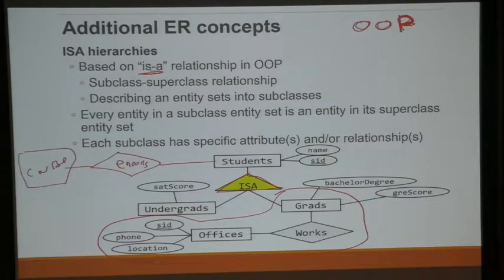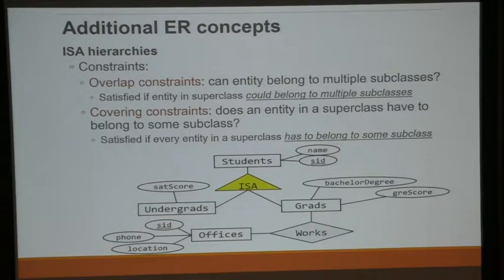And we have two constraints here. There is a generalization of the superclass-subclass. There's this thing called overlap. If you satisfy the overlap constraint, that means a particular instance here, a student here, can be both an undergrad and a graduate student. Okay? If it satisfies the overlap constraint. Okay, that is probably not allowed in OOP. At least in Java, that is probably not allowed.